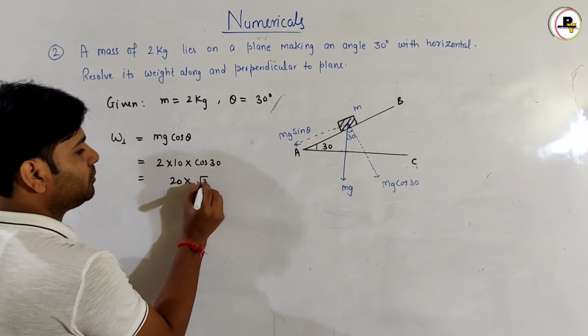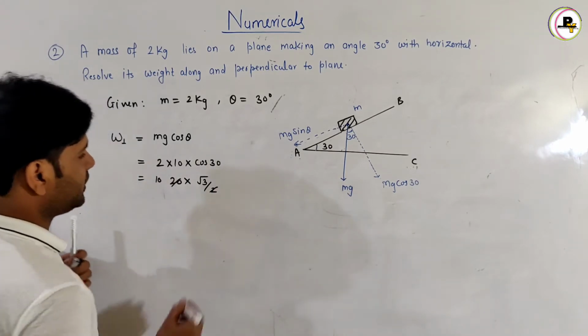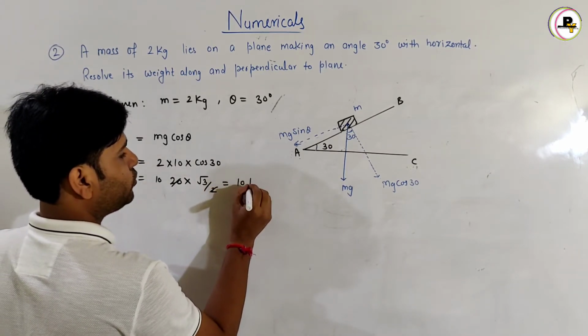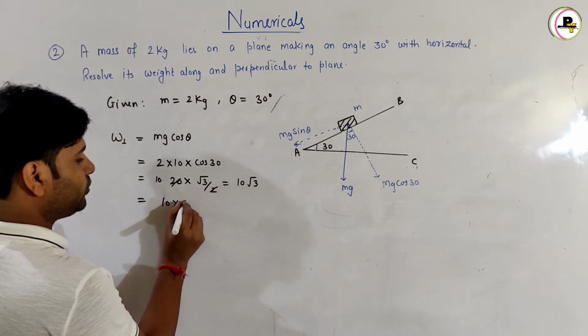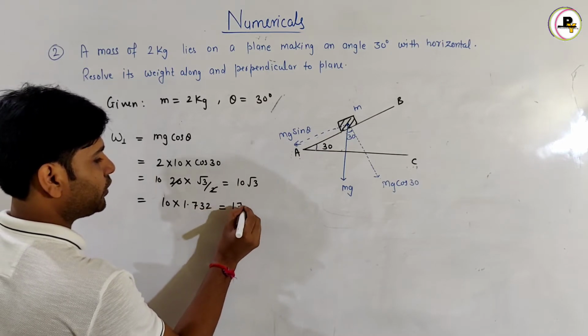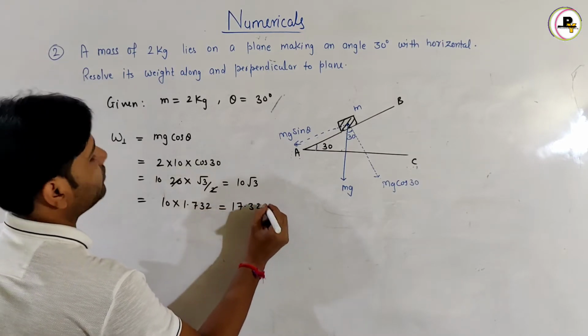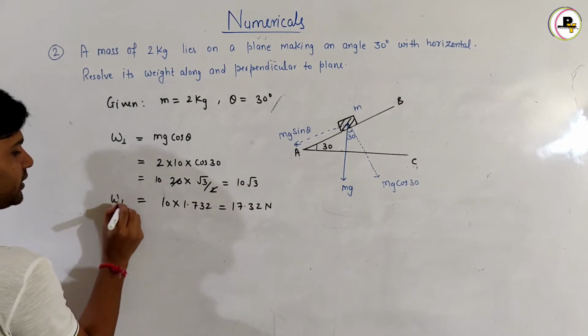Cos 30 is what? It is root 3 by 2, times 10. So I get what? 10 root 3, or after solving I get what? 10 into 1.732, that is 17.32 Newton. This is what? W perpendicular.